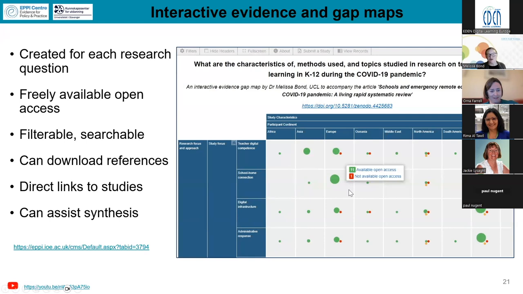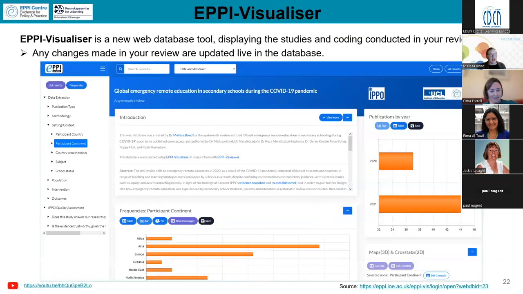This is obviously a static image, but the real ones are interactive. You are able to hover over these little bubbles, and people are able to download the RIS file, download the file of articles that are in there, have a look at abstracts, have a look at anything you input in there, and that's able to be hosted online. And you're able to create within EPPI Reviewer something called the EPPI Visualiser app. It is an openly accessible web database of all of the coding you've done in any review.